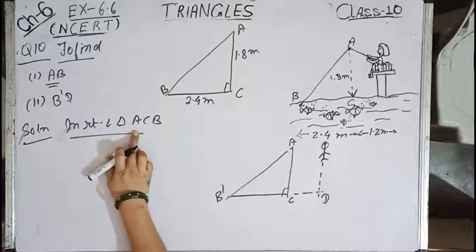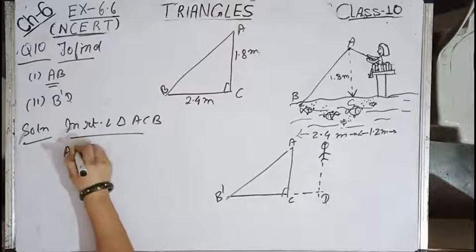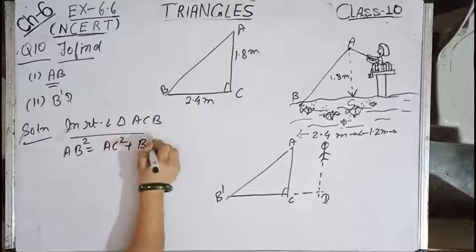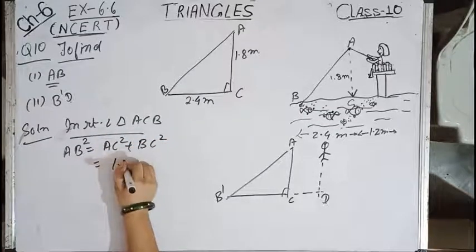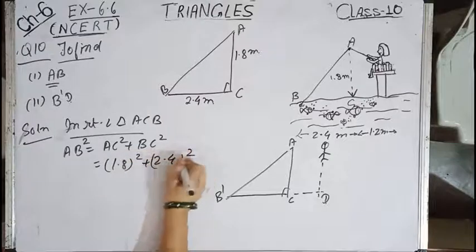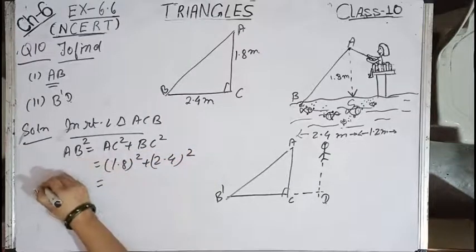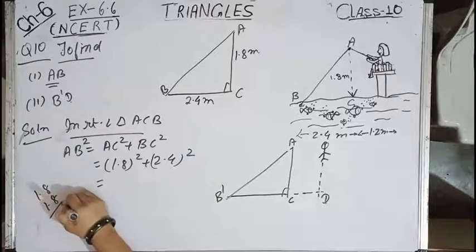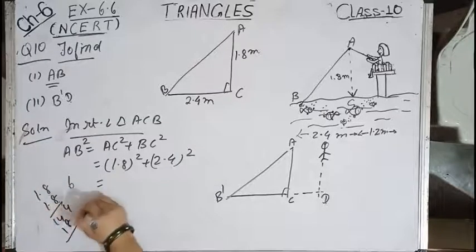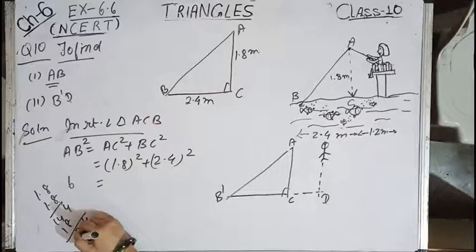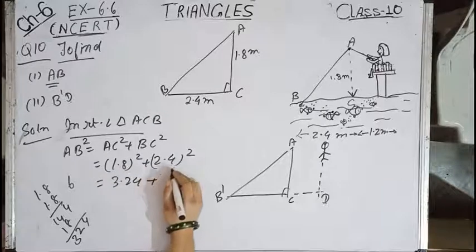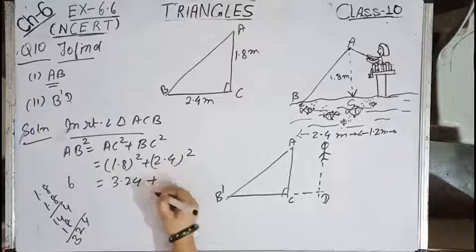In right angle triangle ACB, we can write AB square equals AC square plus BC square. So this will be equal to 1.8 square plus 2.4 square. Now 1.8 square is 3.24, and 2.4 square, I think, is 5.76.